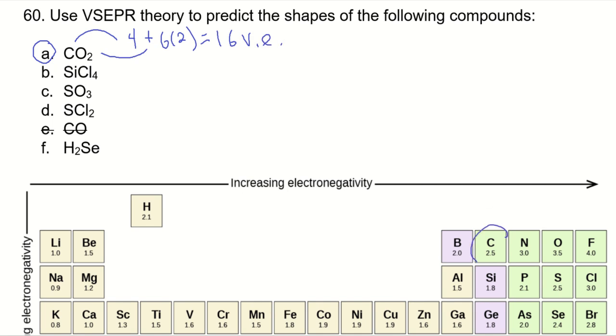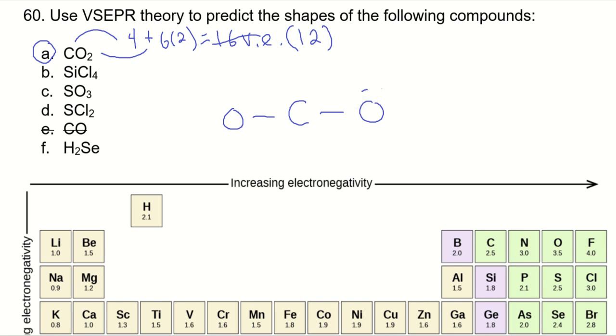Carbon is less electronegative than oxygen, so we're going to put carbon in the center, surrounded with the 2 oxygens. We're going to connect the 2 terminal atoms to the central atom. That's going to use up 4 of our valence electrons to put into those bonding pairs. So we're down to 12 electrons.